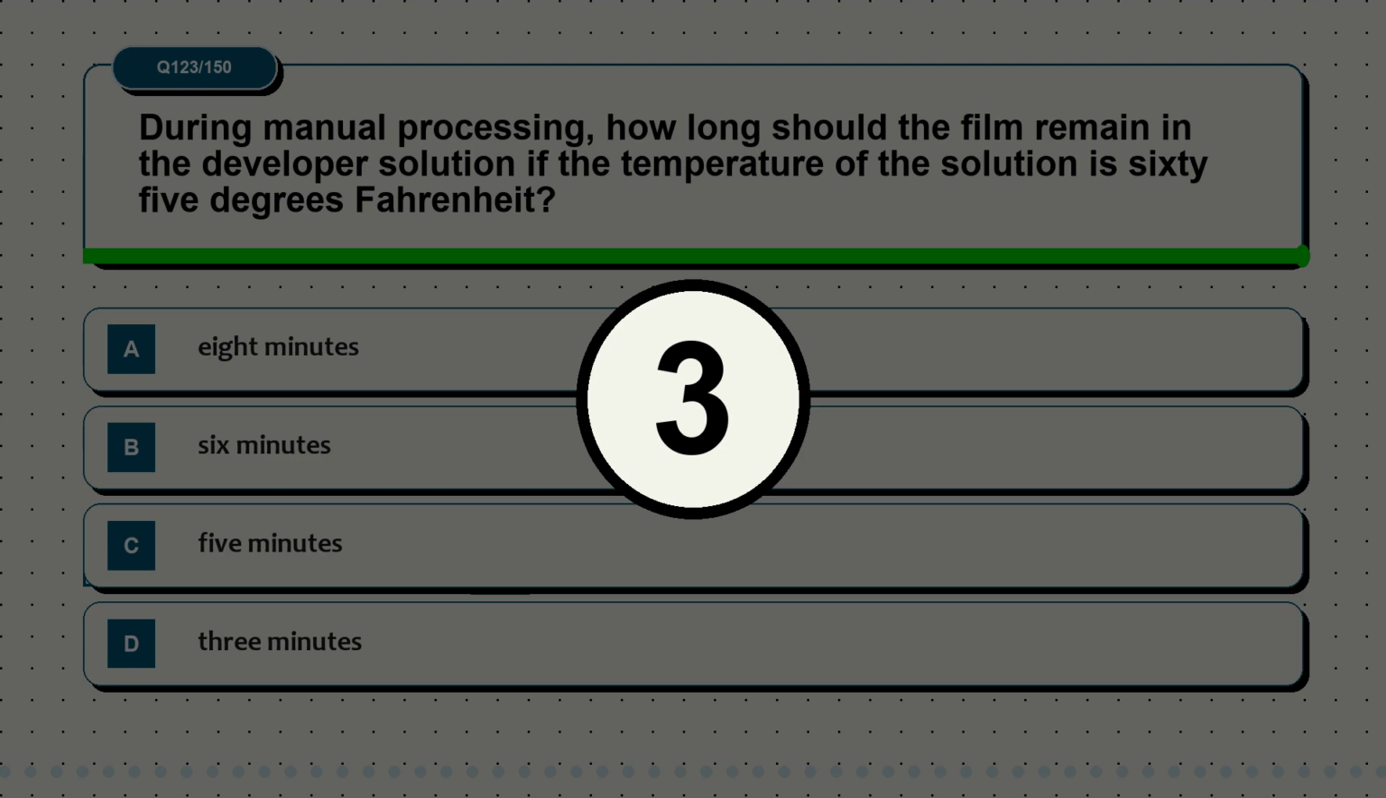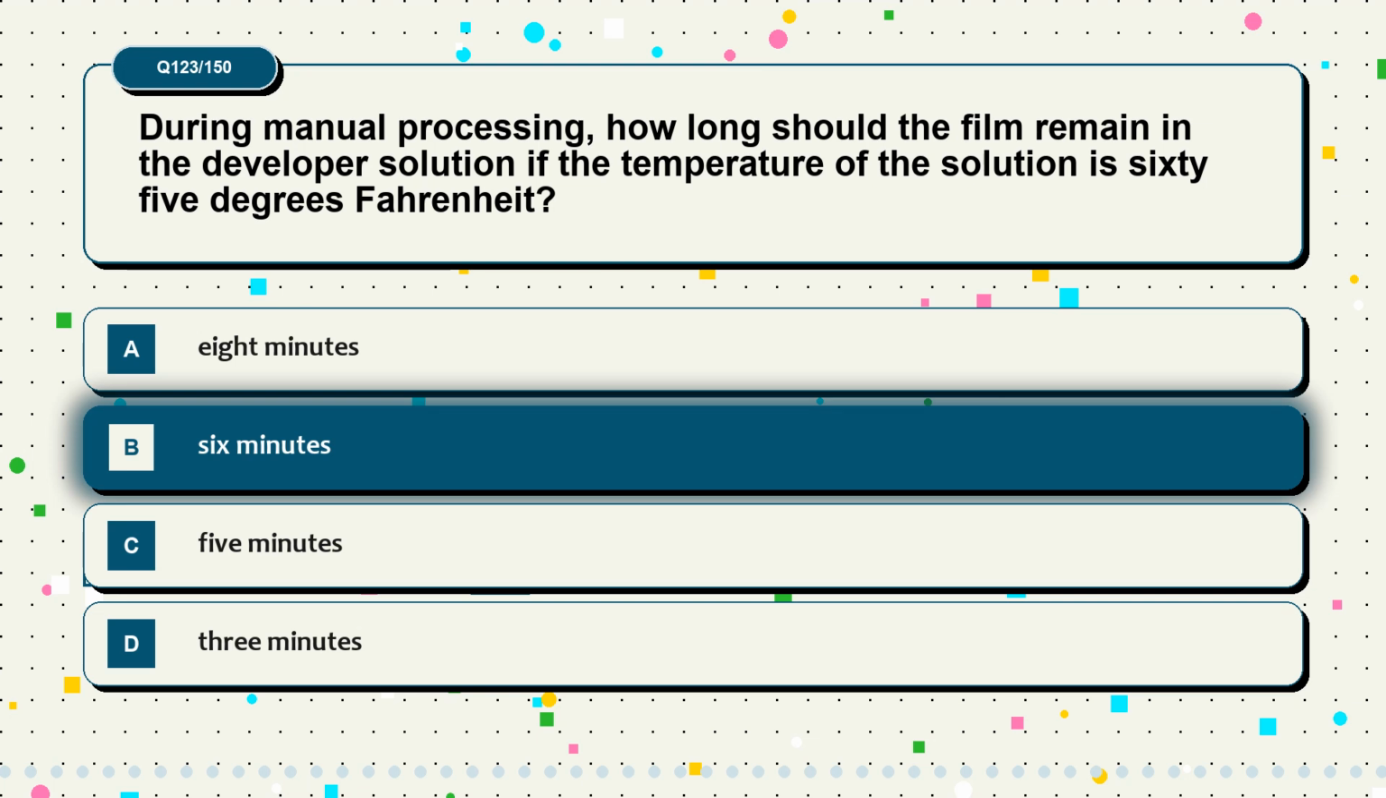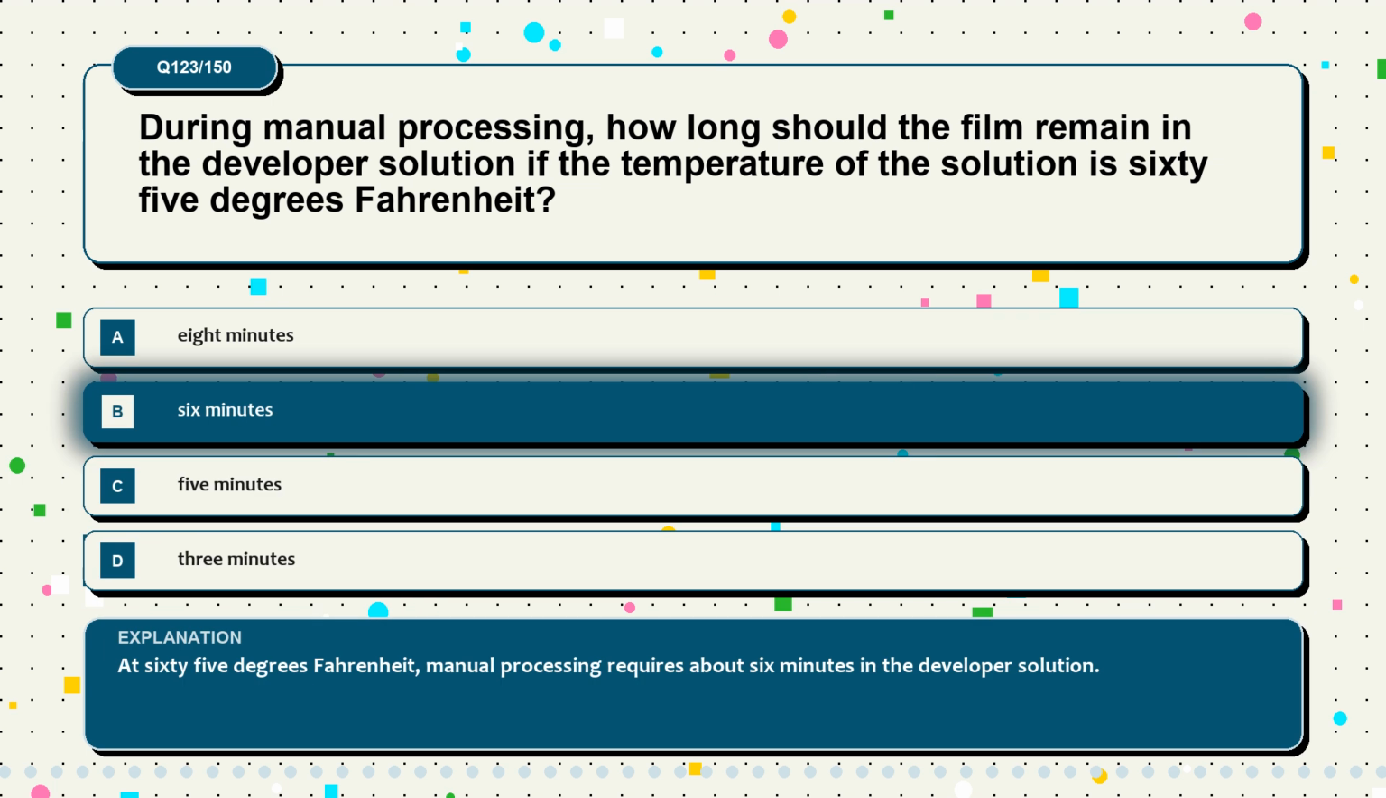The correct answer is option B. 6 minutes. At 65 degrees Fahrenheit, manual processing requires about 6 minutes in the developer solution.